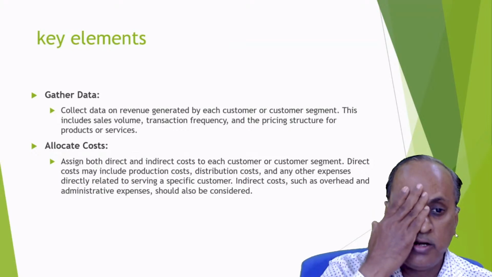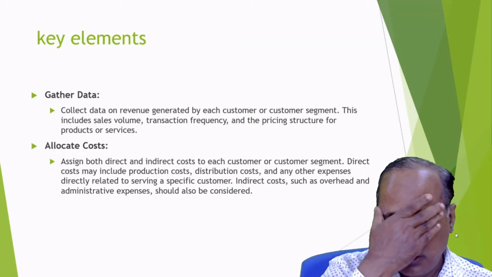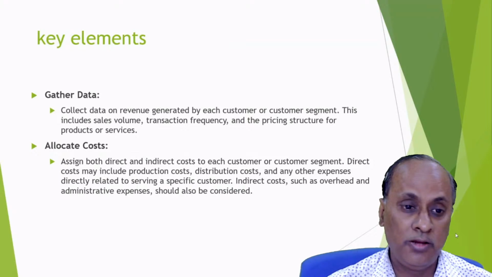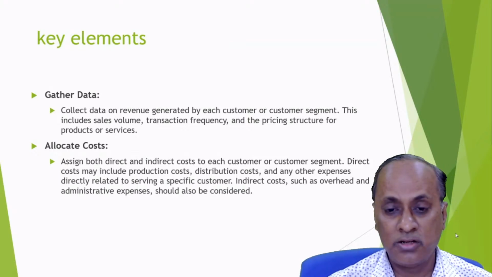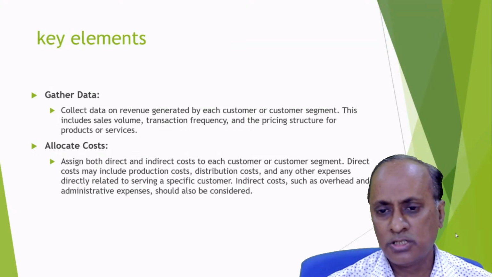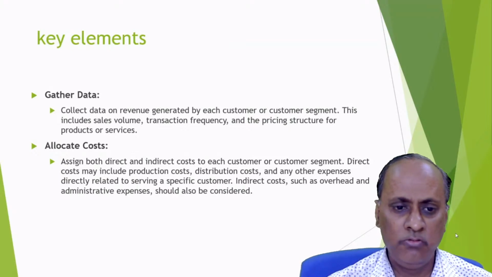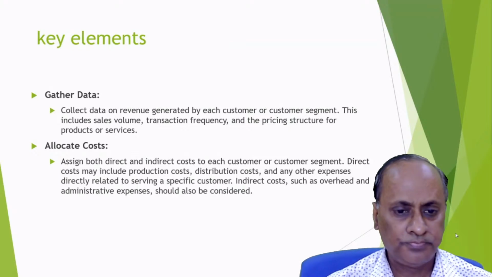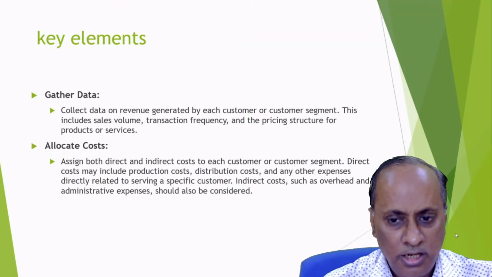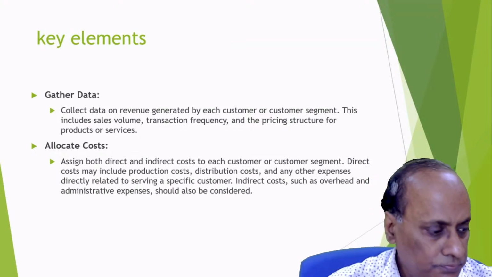Then we have to allocate the cost, and here we have to assign both direct and indirect cost to each customer segment. Direct cost, I have given you examples: production cost, distribution cost and other expenses.